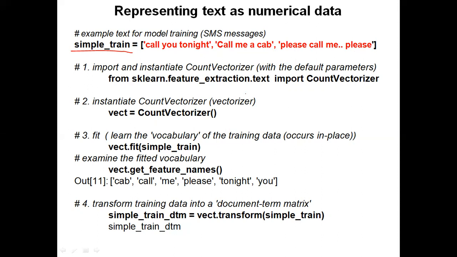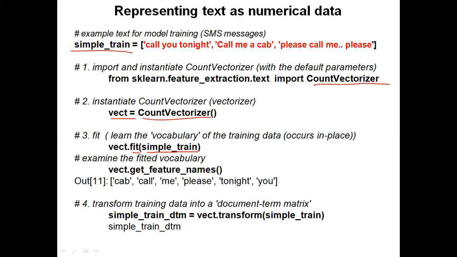Then using the CountVectorizer function, you can convert your data set into vectors, right? So here is the library: from sklearn.feature_extraction.text import CountVectorizer. Then create the object of this CountVectorizer. So vect is the name of my object. Then use the fit function to execute this CountVectorizer function, right?